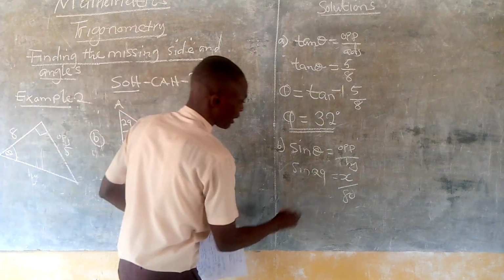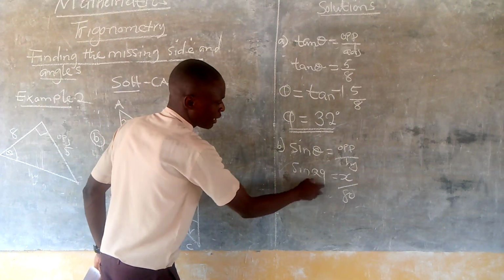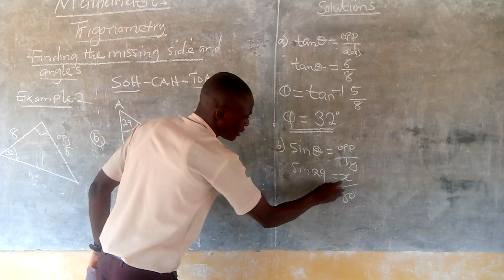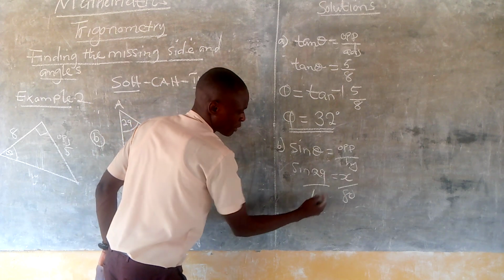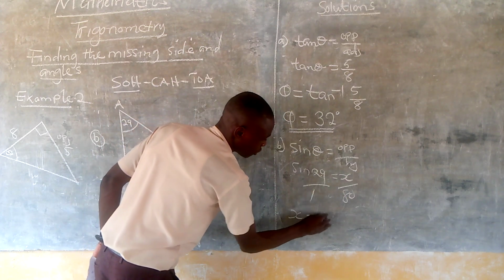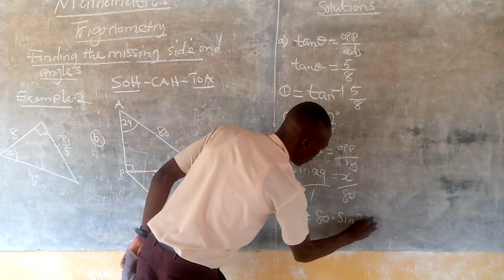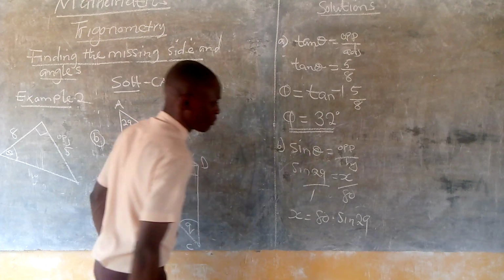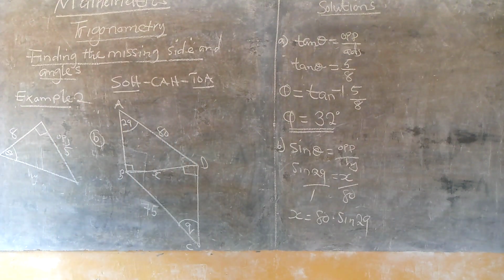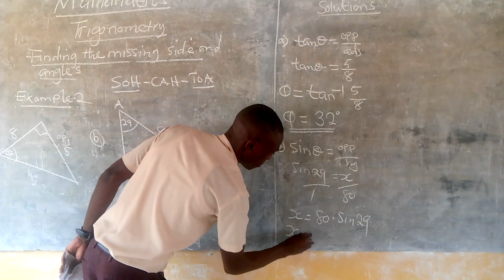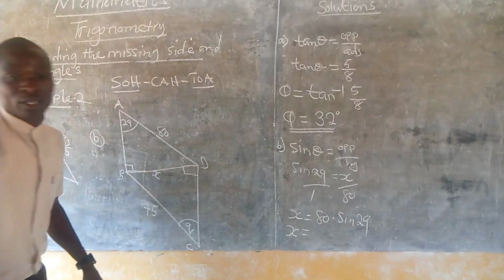So we've got this side. So we can find what this is: sine 90, or you can say over 1, x multiplied by 1 is x equals 8 multiplied by sine 29. Okay, so let's punch it on the calculator. 8 multiplied by sine 29.